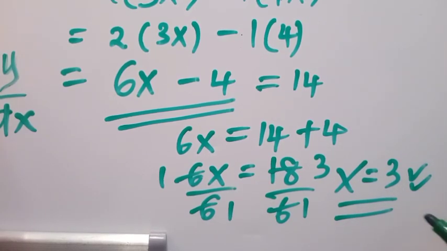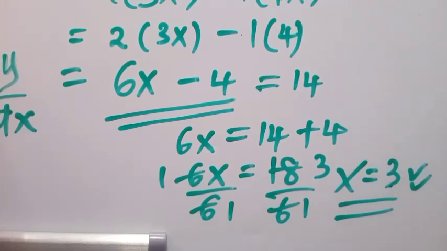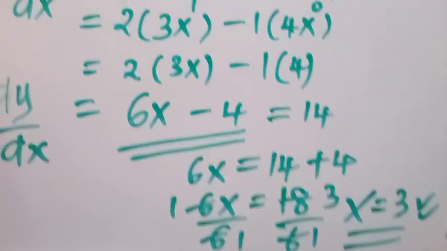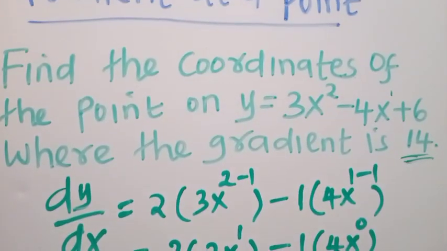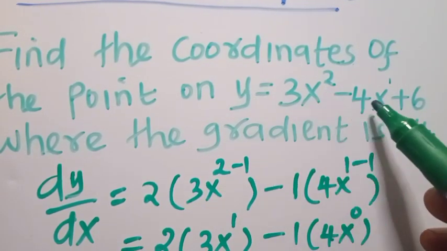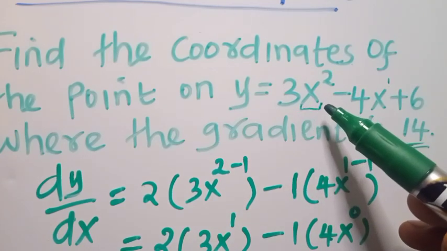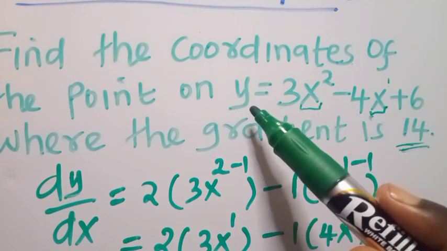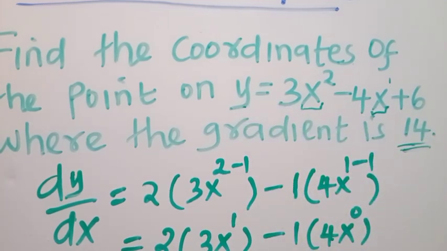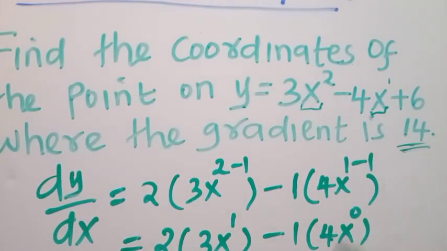Now, for us to find the value of y, we shall substitute this value of x, which is 3, into our original equation of the curve, so that we can obtain the coordinates of the point on the curve. So our equation of the curve is y equals 3x squared minus 4x plus 6. Now we can substitute the value of x here with 3, and also here with 3, so that we obtain the value of y, so that we can get the coordinates of the point on this curve where the gradient is 14.